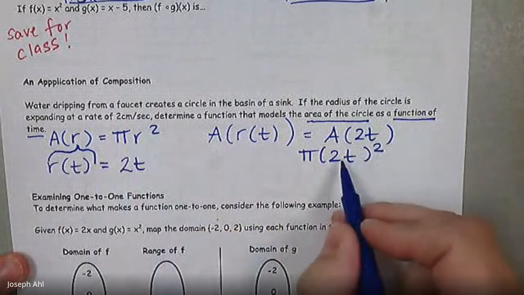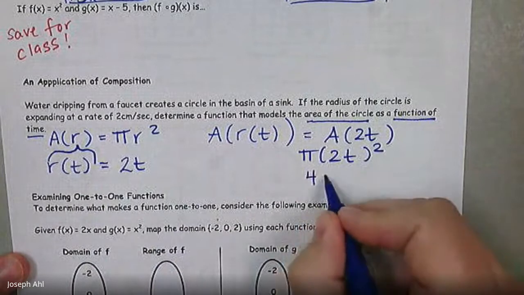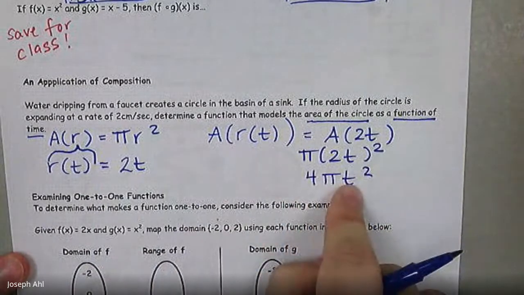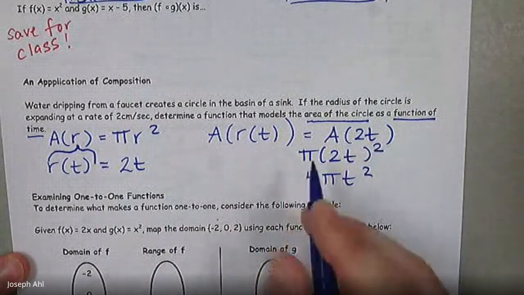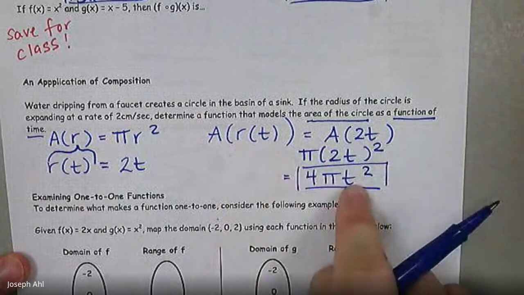And 2t squared is going to be 4t squared, so make sure you square that 2 as well. I'm just going to take that 4 and pull it to the front. That's typically how you would see it listed in coefficient form. Okay, that 2 squared, or 4, got pulled to the front. This expression right here is the area of the circle as a function of time.